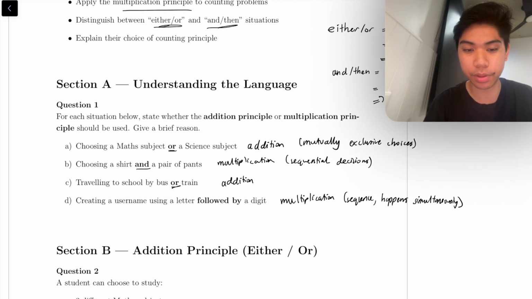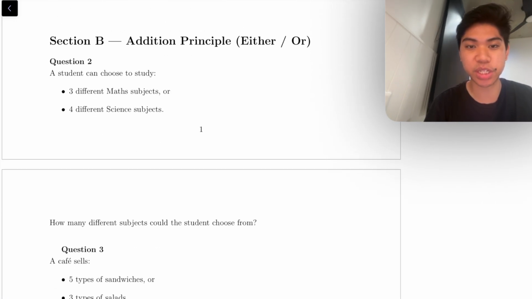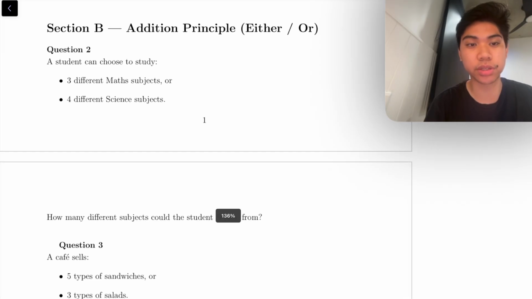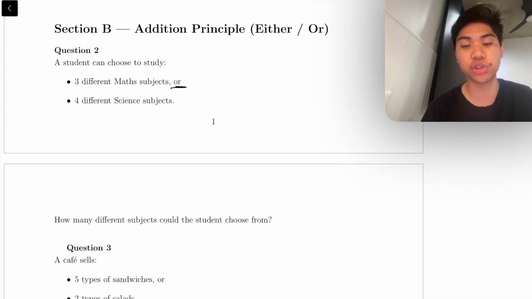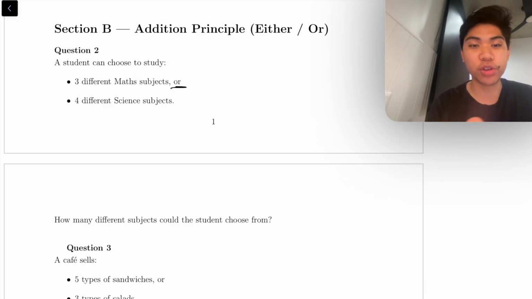Okay, cool. Now let's apply some of these into the maths. So section B is really about the addition principle. So question 2, a student can choose to study 3 different math subjects or, keyword there, or 4 different science subjects. How many different subjects could the student choose from? Okay, so if we use the addition principle, we just do 3 plus 4 equals 7.